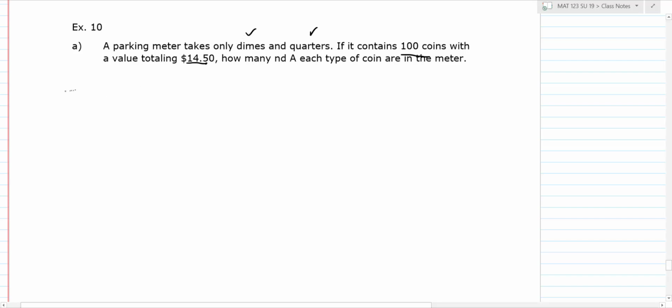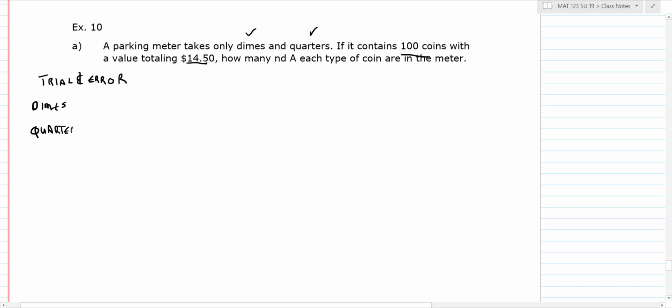So I'm just going to do this by trial and error. I want to show you how I would solve this problem by trial and error. You don't have to write this down if you don't want to, though you can if you want to. So let's just say that we have dimes. We know we have dimes, and we know we have quarters.